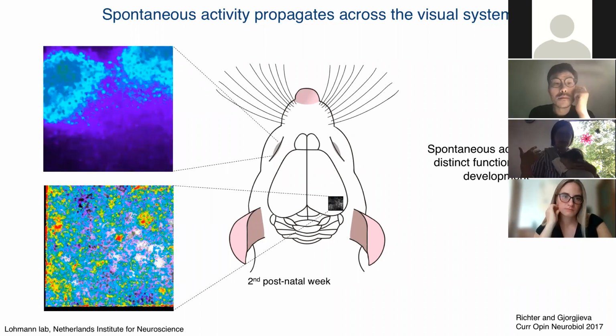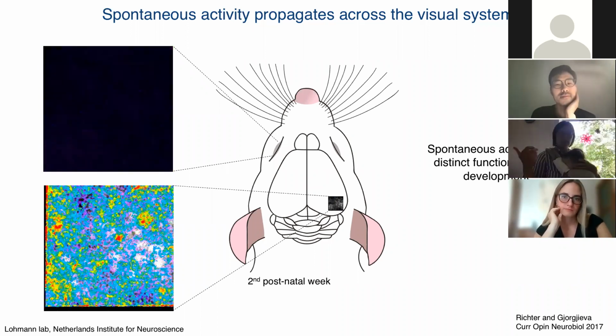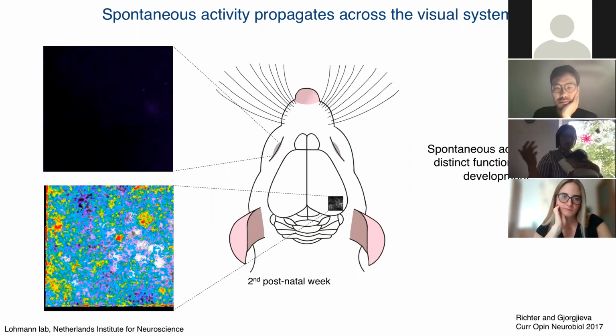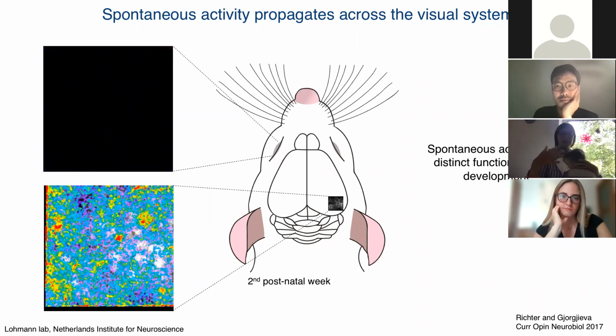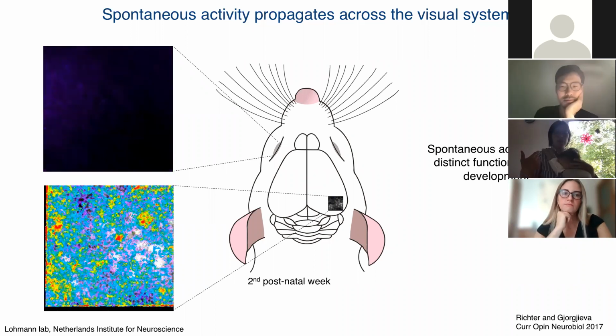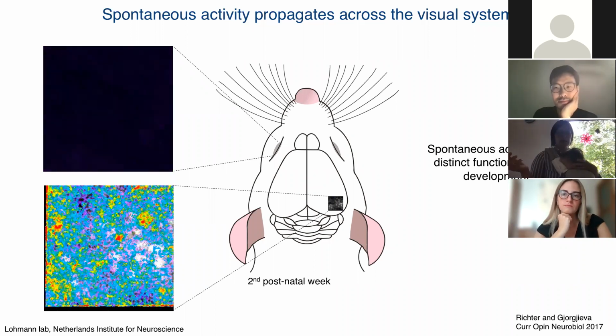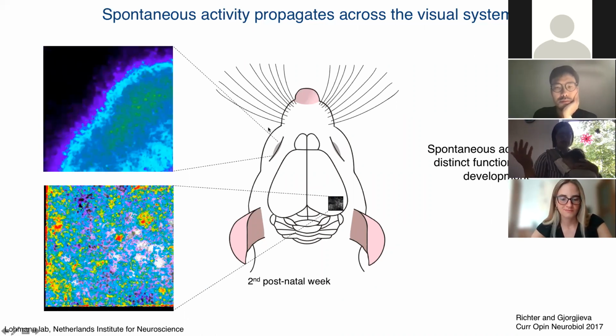So many people have studied these waves, and Marla Feller still publishes very nice papers to this day, identifying more interesting aspects of these waves. They basically change as a function of development, and different circuits underlie their generation. What I'm interested in is actually how these patterns drive refinement of connections downstream.